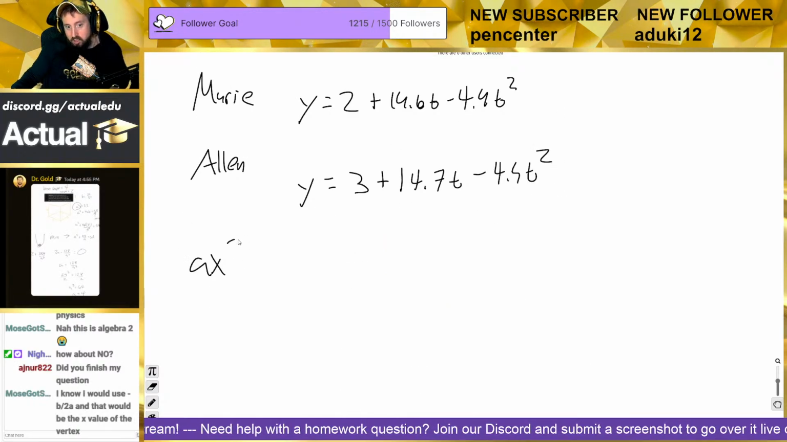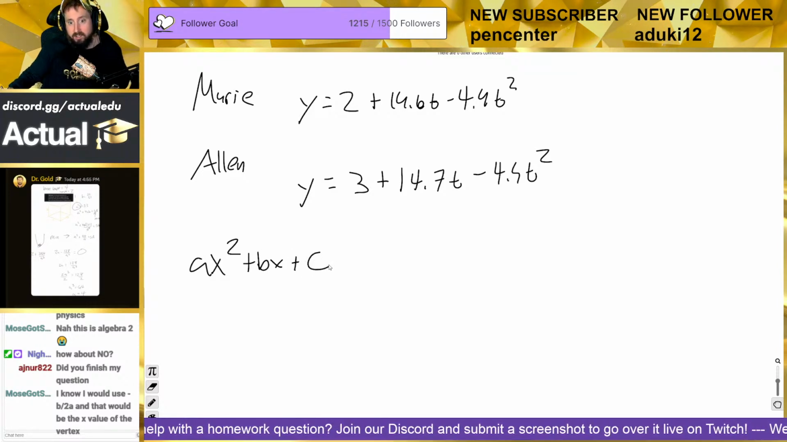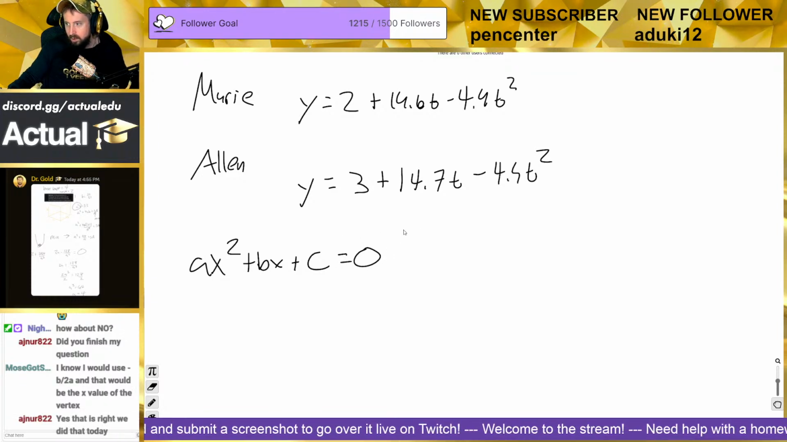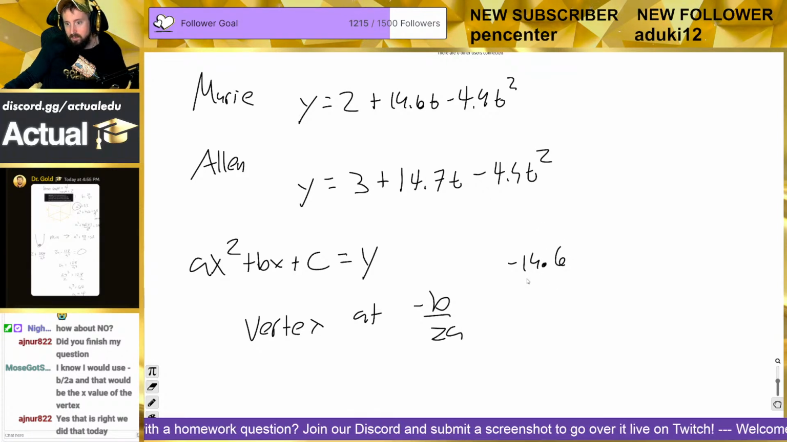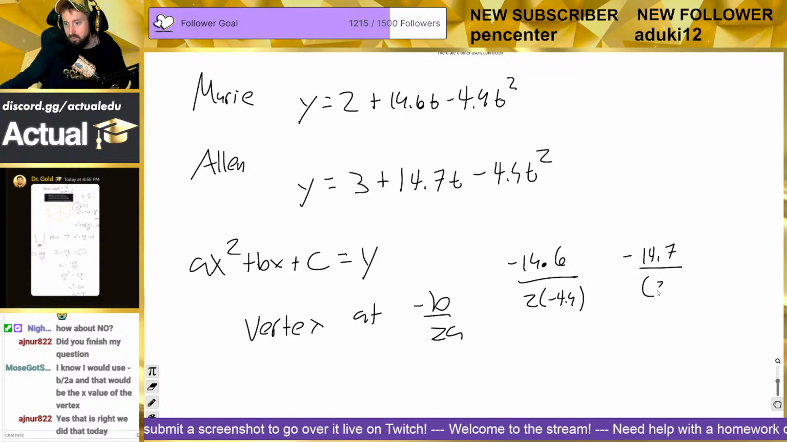Okay. So if you have an equation, ax squared plus bx plus c is equal to y, then the vertex is at negative b over 2a, which you can solve for both of these. So if I do for this, I get negative 19.6 over 2 times negative 4.9. And then this one is negative 14.7 over 2 times negative 4.9.